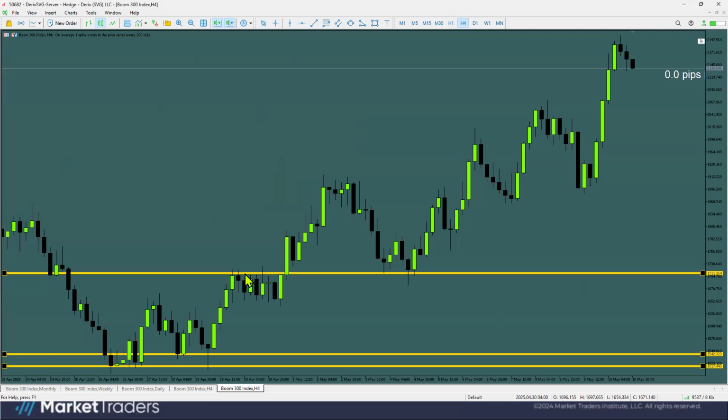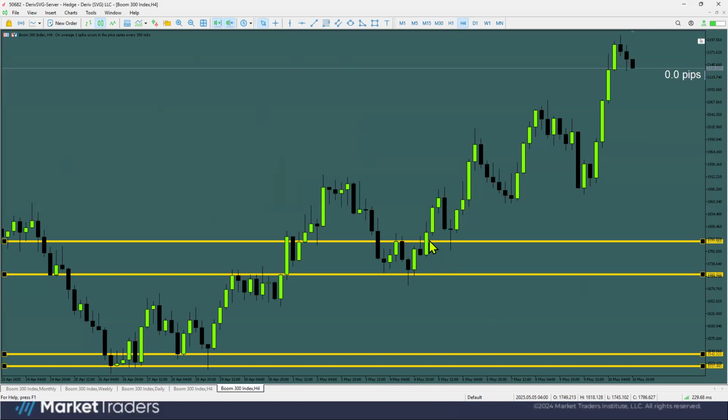This is a resistance turned support here, and then the market gives you a bullish candle. This is also a resistance turned support here, and then the market gives you a buy with a dragonfly, and then you bought, and the market ran.